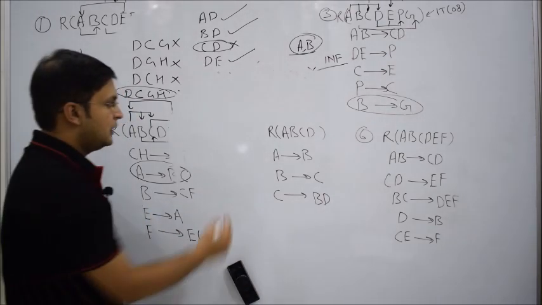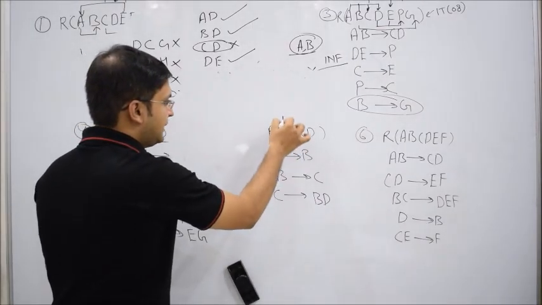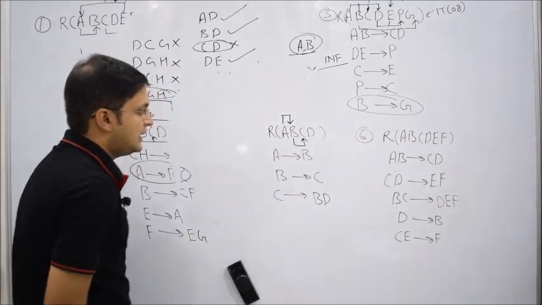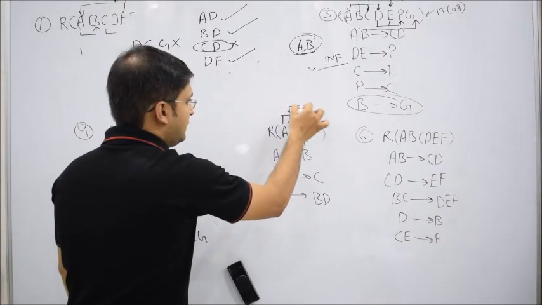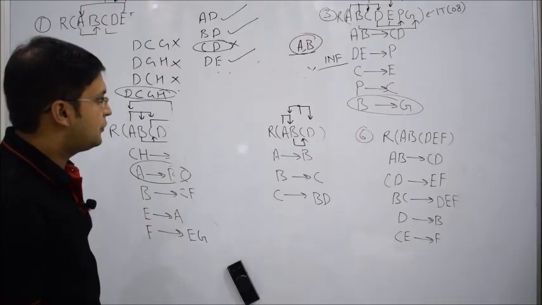Okay, now in this case you have very simple dependencies. From A I can find what? B, and then from B I can find what? C, and then back from C I can find what? B and D. Okay, now again let's try step number 1. What are the attributes who don't have an incoming edge?